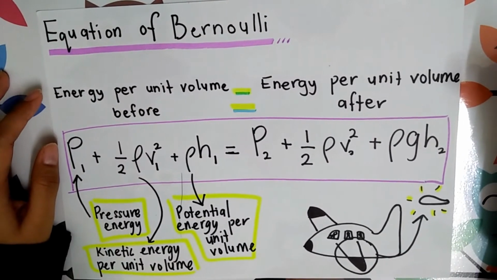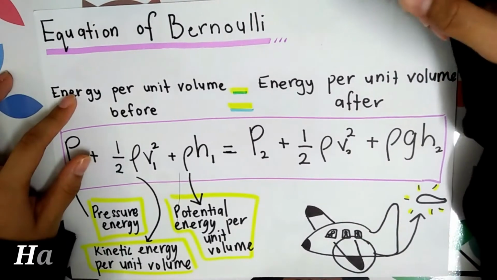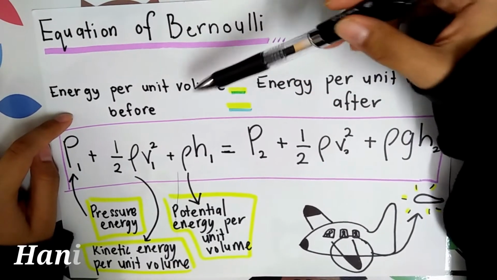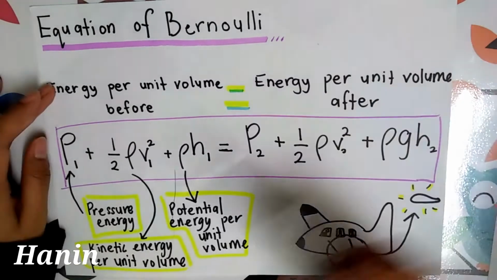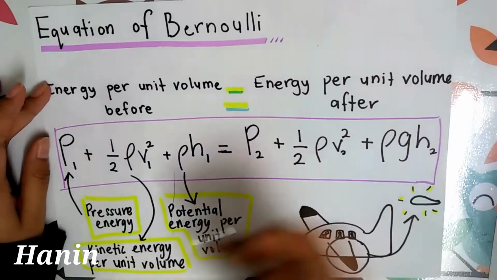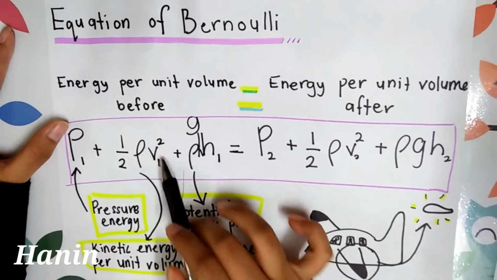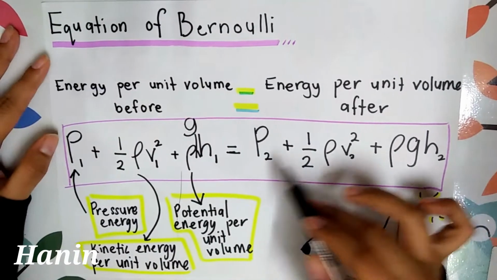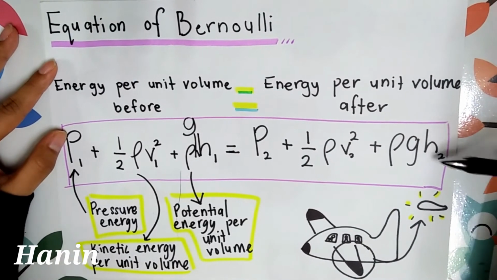So we have gone through the definition of Bernoulli's principle. Here is the equation of Bernoulli. The equation says energy per unit volume before equals energy per unit volume after. This is the general equation of this principle. The equation is P1 plus 1 over 2 rho V1 squared plus rho g h1 equals P2 plus 1 over 2 rho V2 squared plus rho g h2.